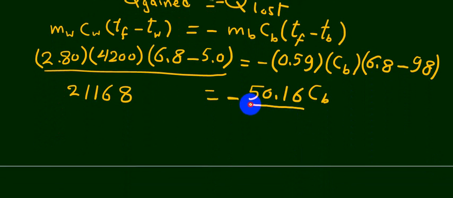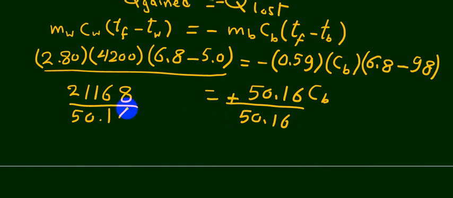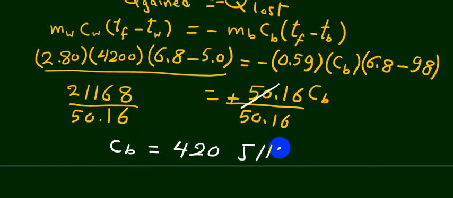Dividing by 50.16, it will be positive, since negative times negative will be positive. Divided by 50.16, this term will be cancelled out. So C brass equals approximately 420 joule per kilogram Kelvin. Clear, guys? Okay.